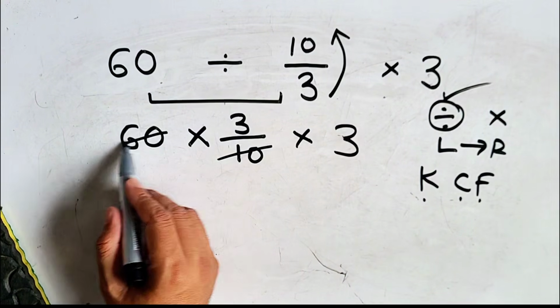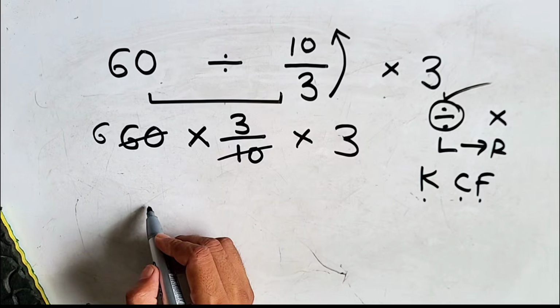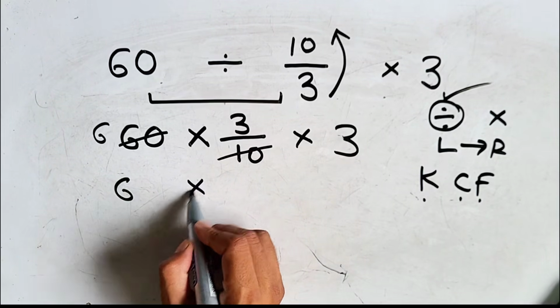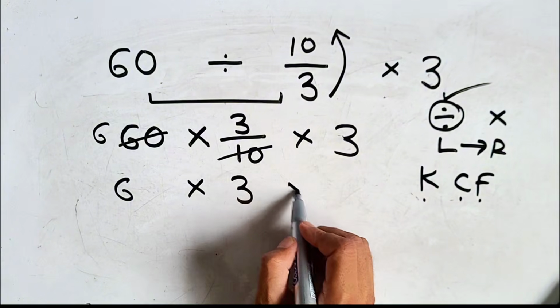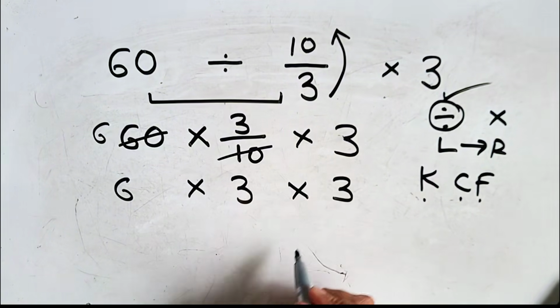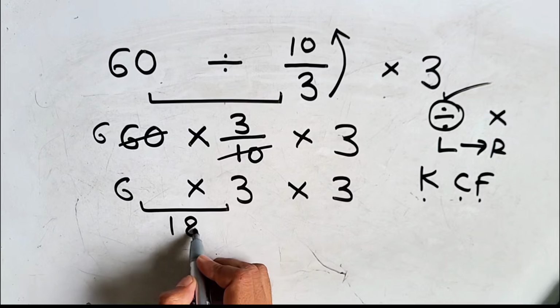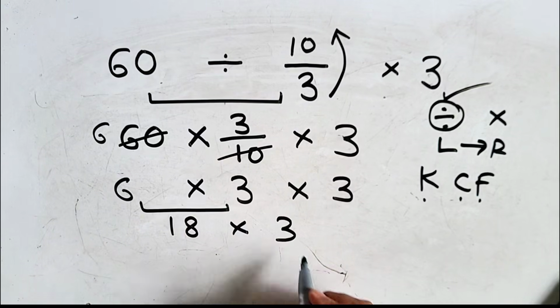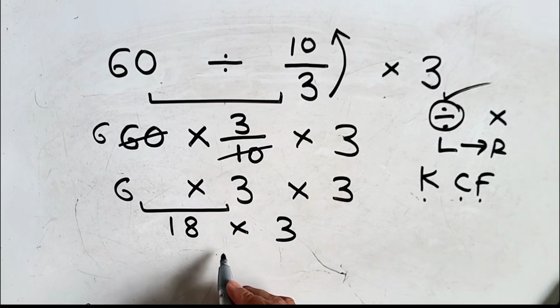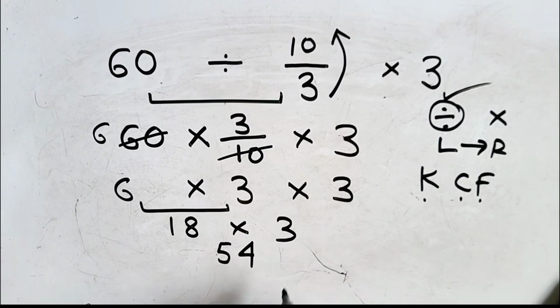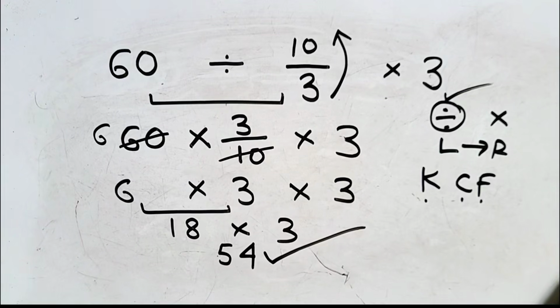Cancellation 6. So we will get 6 times 3 times 3. This gives us 18 times 3, which will give 54. That will be our correct answer for this tricky math challenge.